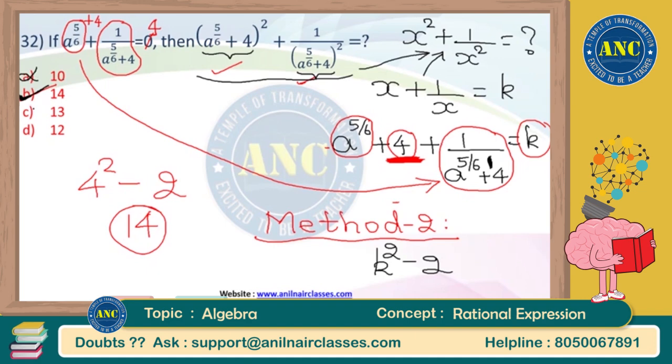13 is nothing but 9 plus 4, k square plus 4, or it is 16 minus 3, k square minus 3. 12 is nothing but k square plus 3, 9 plus 3, or it is nothing but 16 minus 4. The only option which is satisfying is 14.